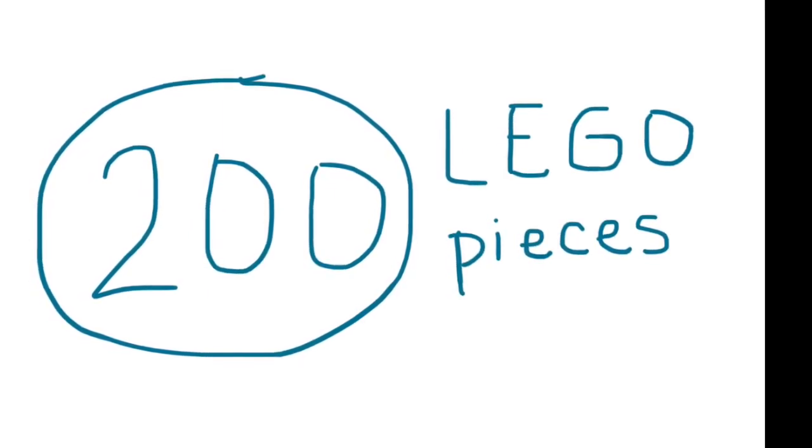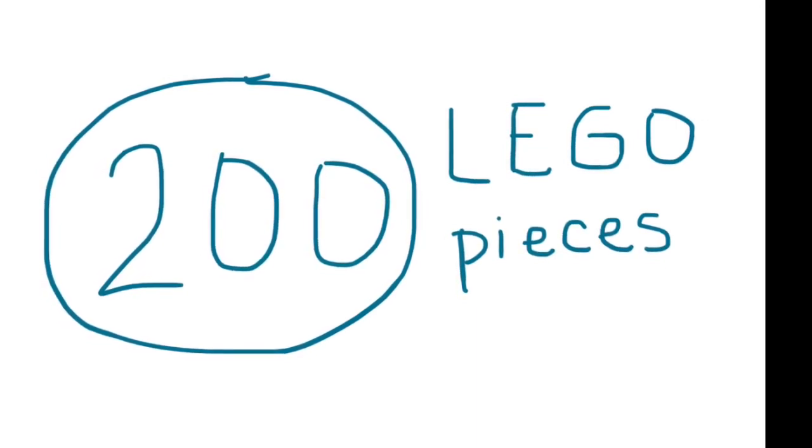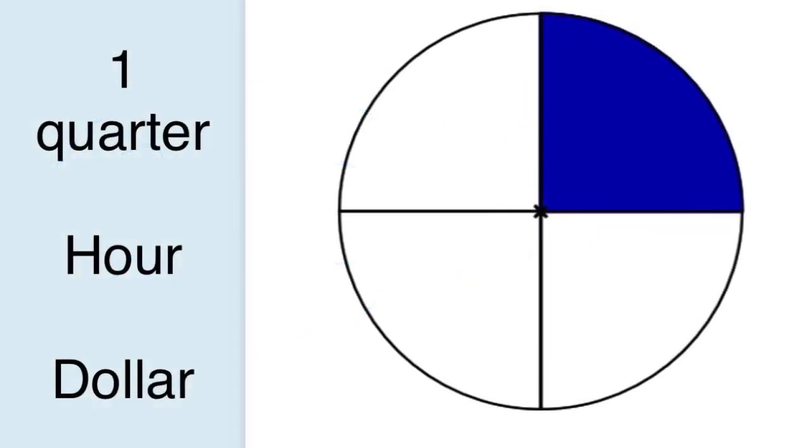But wait, how many parts are there? It said a quarter of them need to be pink. So we have to think about what that means to have a quarter. We've heard that with hours. A quarter of an hour means 15 minutes because that's one of 4 pieces in the hour. And we've heard it with money. There are 4 quarters in a dollar. So quarter means that it's one of 4 pieces.